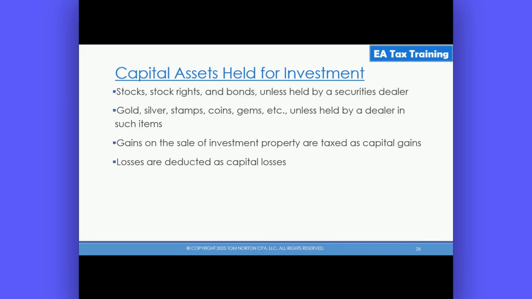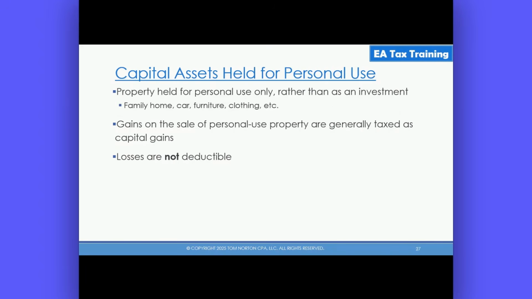Capital assets that are held for personal use. This is when the property is held for personal use only rather than as an investment. So this would be the family home, the car, the furniture, the clothing, etc. Those are capital assets that are held for personal use.